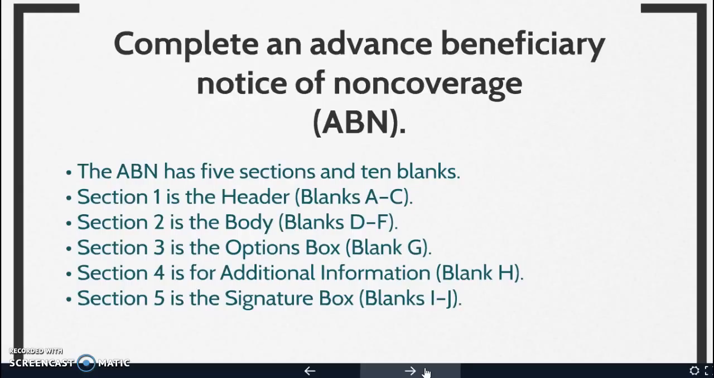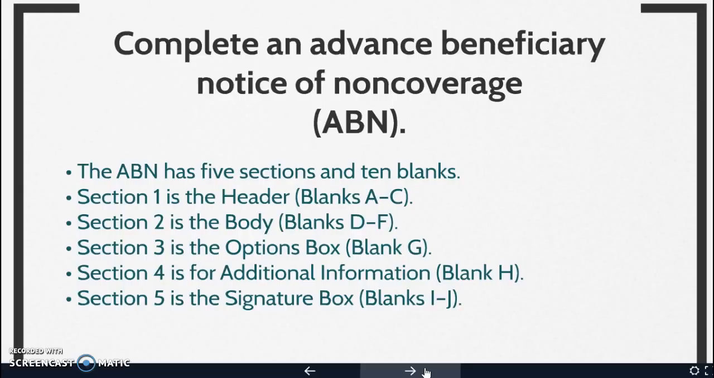Blank A is the notifier, which is where you're going to enter the provider's name, address, and telephone number. If the billing and notifying entities are not the same, the name of more than one entity may be given in the notifier area, as long as the additional information, which is the H section below on the form, states who should be contacted for questions.